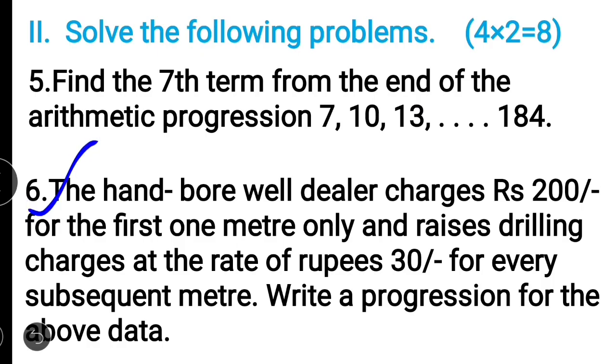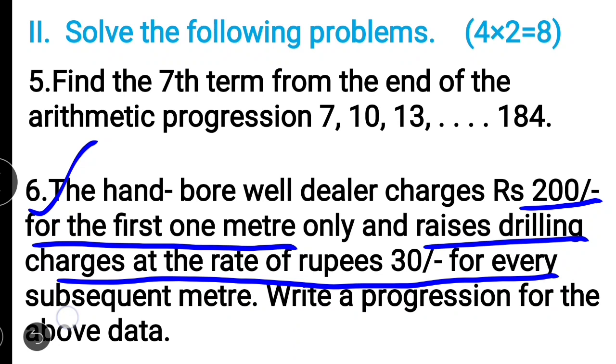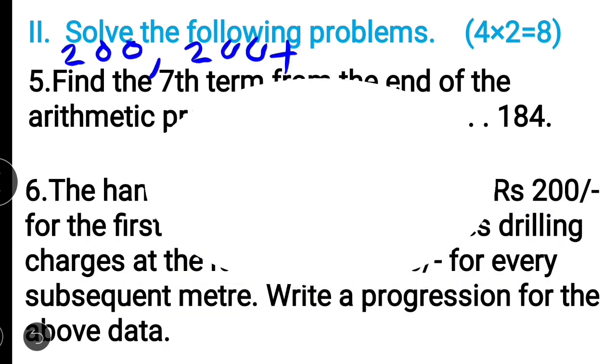Next, sixth question. The hand borewell dealer charges 200 rupees for the first 1 meter only. Let's form the list of the numbers. For the first 1 meter 200 rupees, and raises drilling charges at the rate of 30 rupees for every subsequent meter. Then for 2 meters what will happen? First meter 200 rupees and next meter 30 rupees extra.